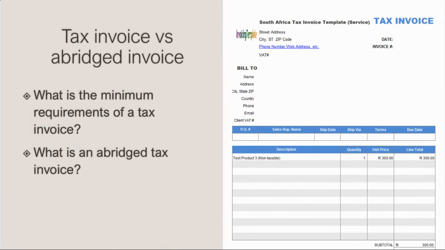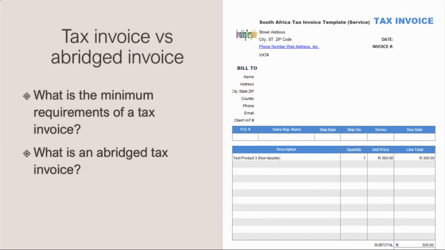Other things you would generally see on a tax invoice at the bottom is the settlement term. So when does your buyer need to pay you back? That will also be disclosed on there.